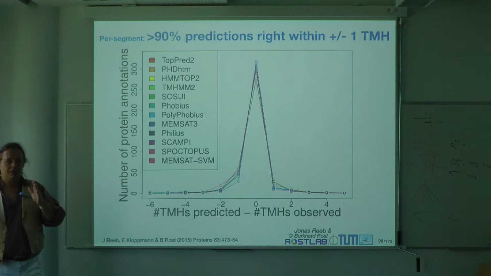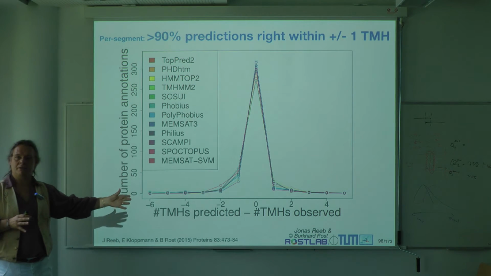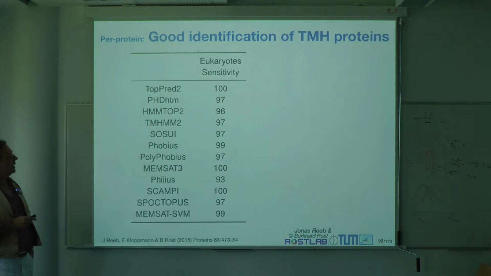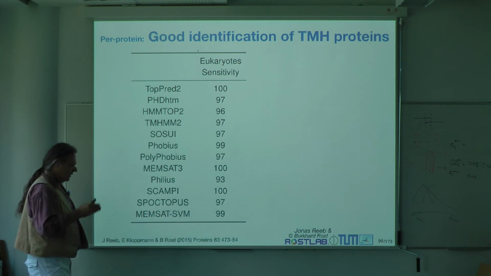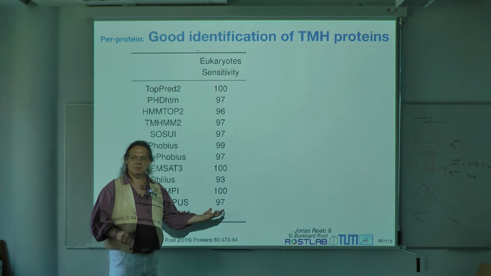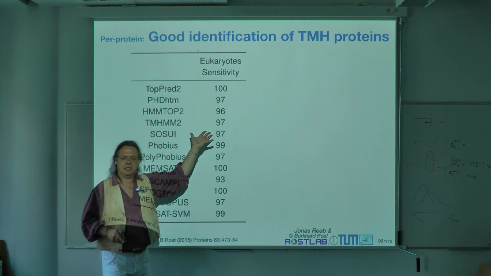Right? That means that in some sense, prediction methods are already very good. They get within 1 membrane helix in the vast majority of all cases, all methods. That's remarkable, right? But here's a different way of looking at it. On the one hand, that's another way to say it again, it's good. What I'm asking here is, I give the method a bunch of membrane proteins. Does it recognize them as membrane proteins? Most of the cases, yes, is the answer.